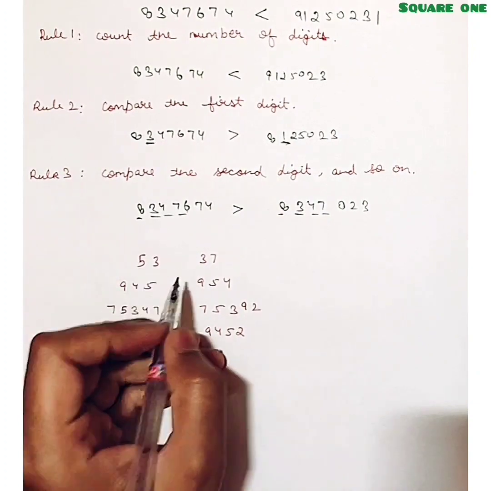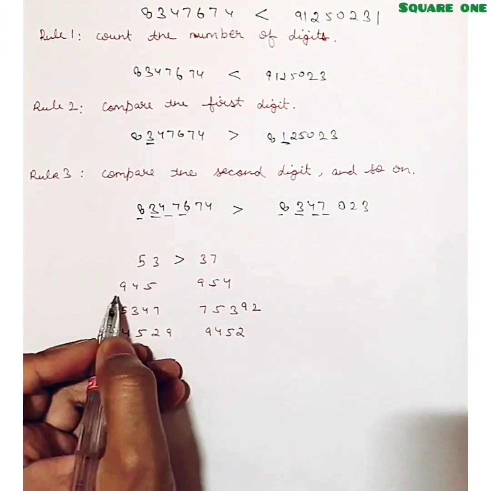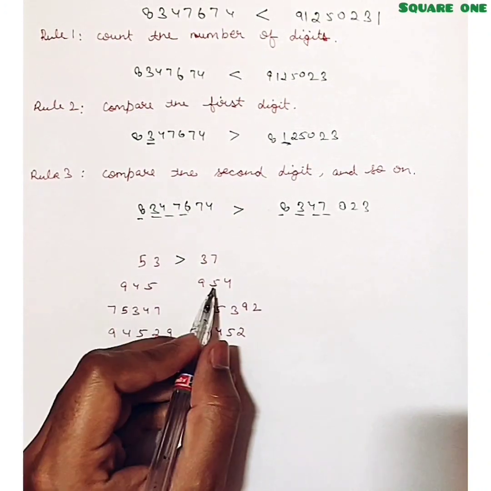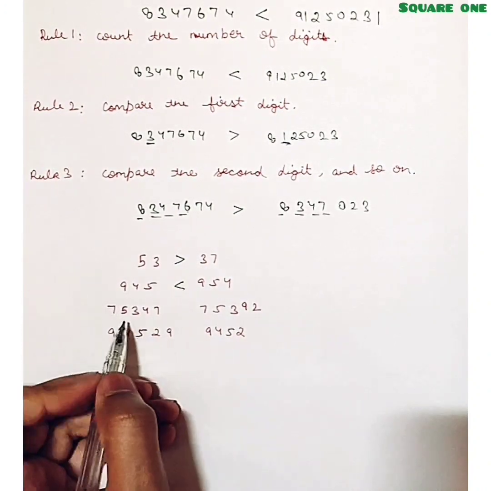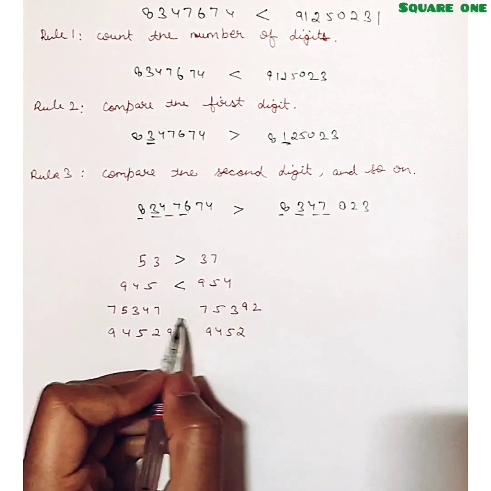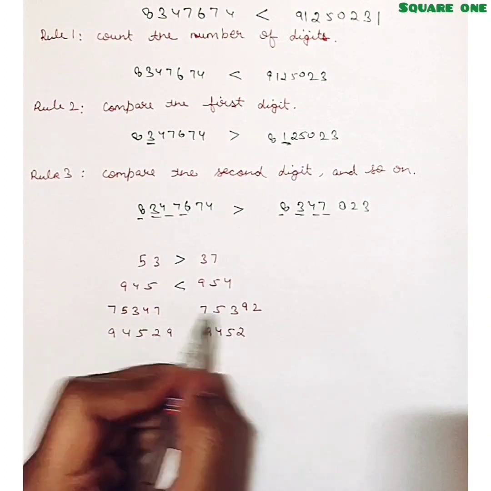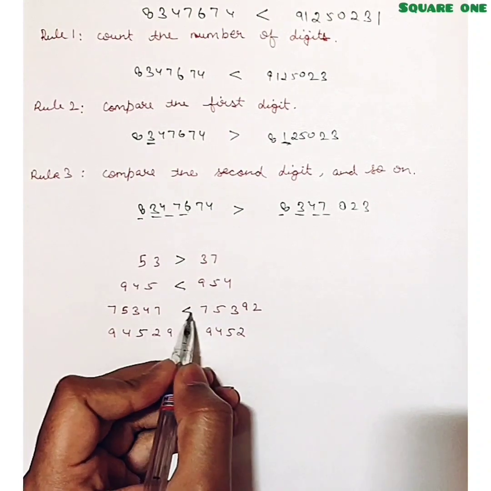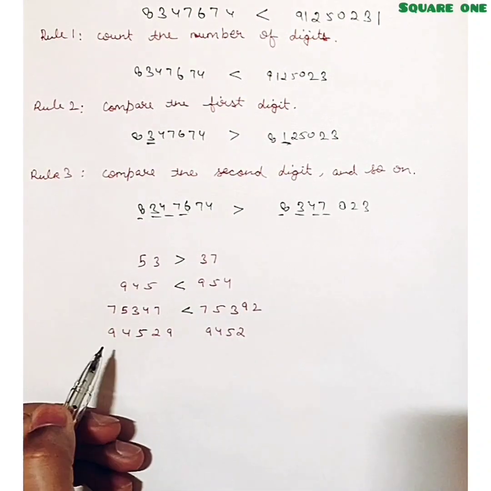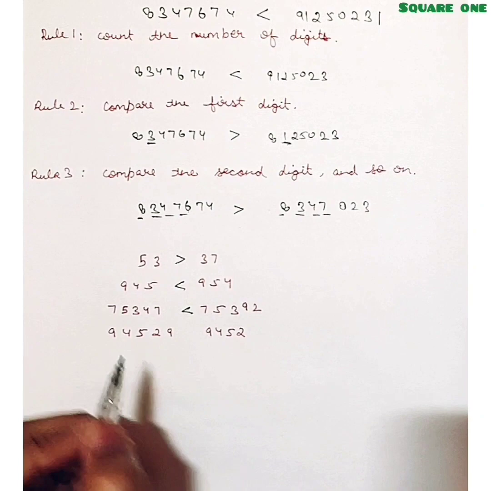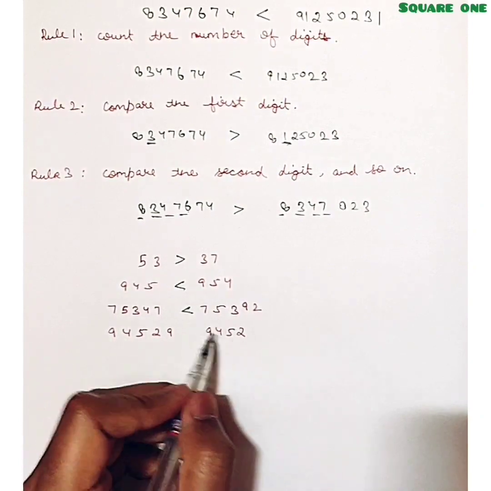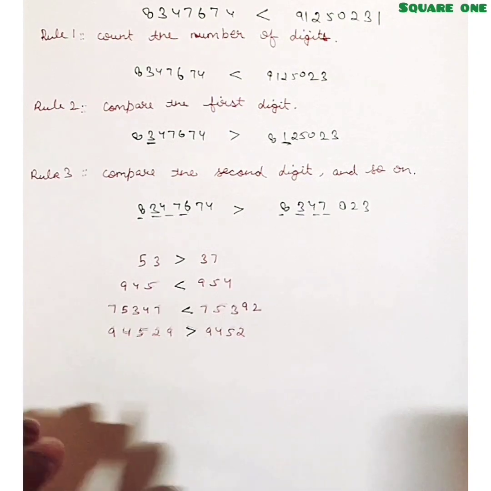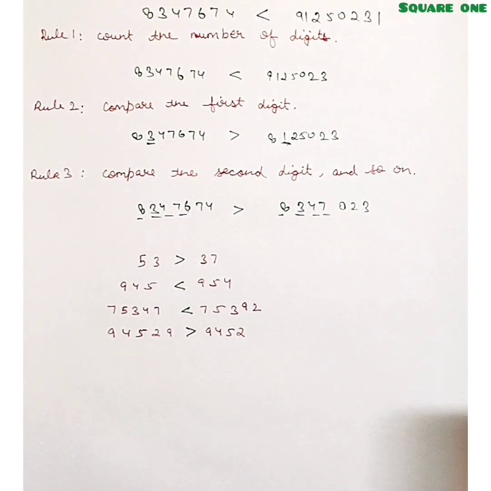Now let us compare these numbers. 53 is greater than 37. Both these numbers have 3 digits, while 9 is common and 4 is less than 5. So 945 is less than 954. In these two numbers, 7, 5 and 3 are common in both the numbers, and 4 is less than 9. So the first number is less than the second number. 94529, 9452: the first number has 5 digits, the second has 4 digits. So the first number is greater than the second number. So this is how we compare the numbers.